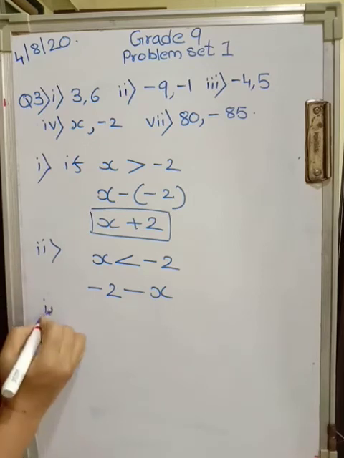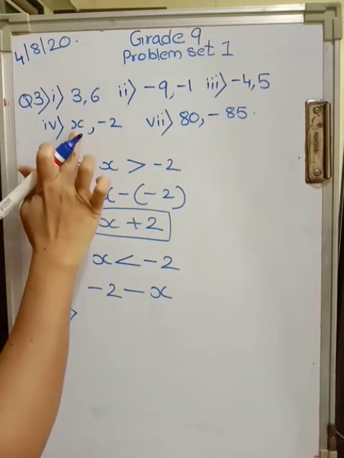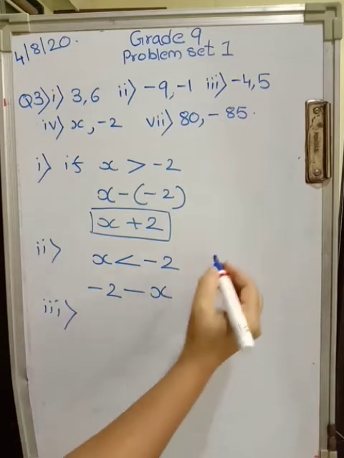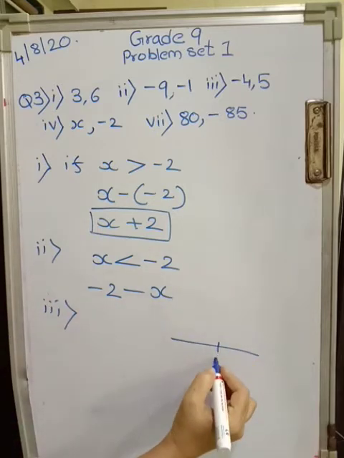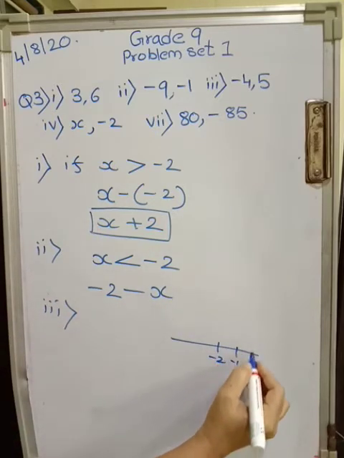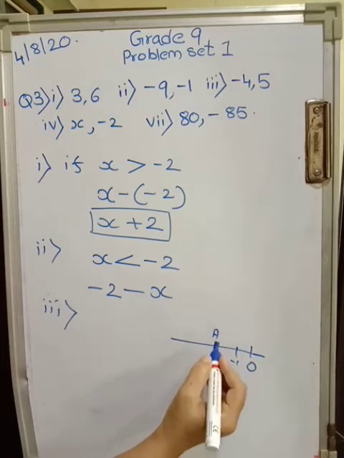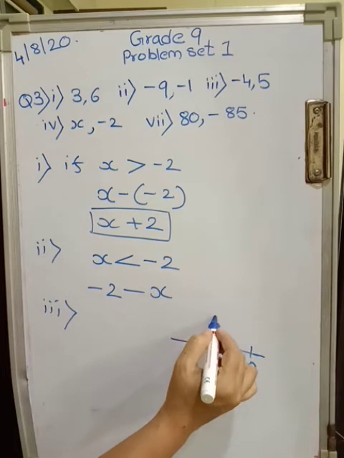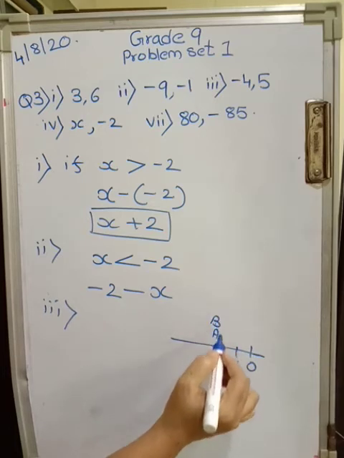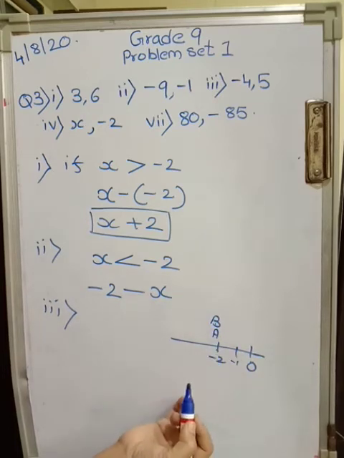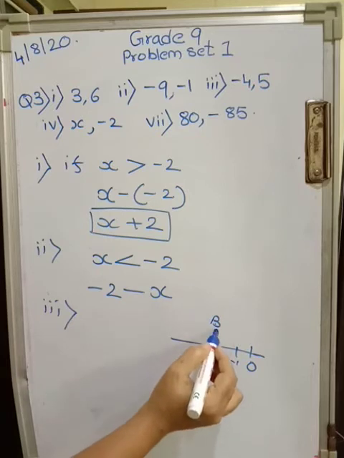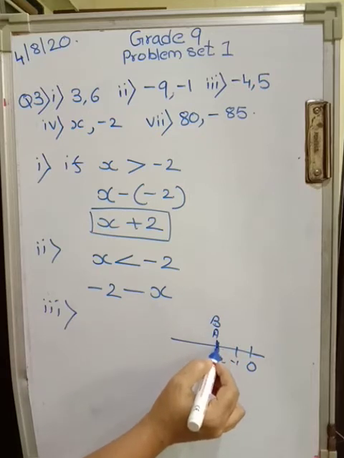And third possibility, that x can be exactly equal to minus 2. For example, this is a point, minus 2. Here minus 1, here 0. So this is point A. And another point, for example, we will consider B. Its coordinate is also minus 2. That means A and B are lying at the same place.